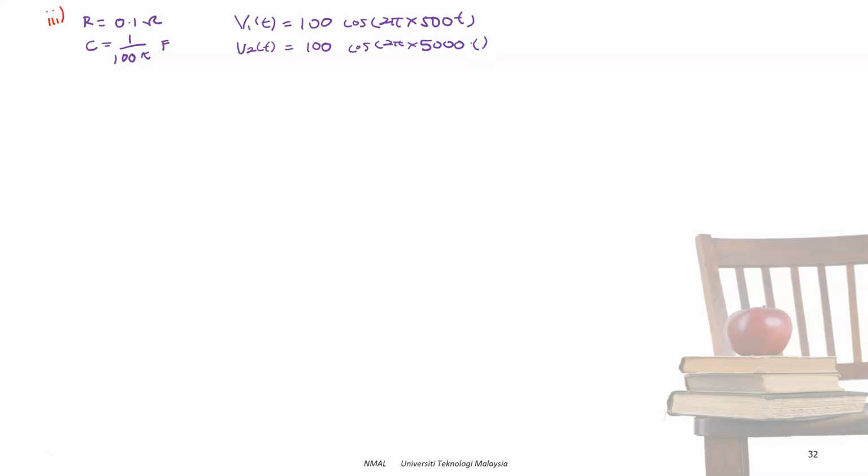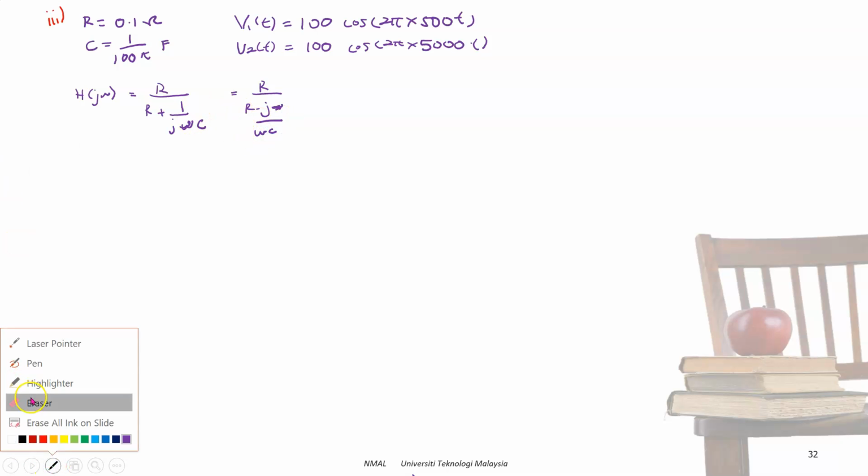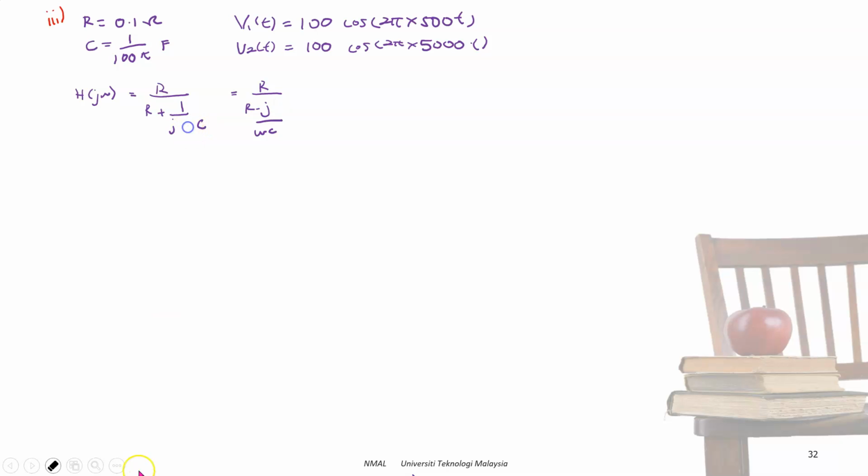Okay, so from question 2, we can get the transfer function in terms of omega, which is equal to R divided by R plus 1 divided by j omega C. So this is actually equal to R divided by R minus j divided by omega C. Okay, sorry for the messy.